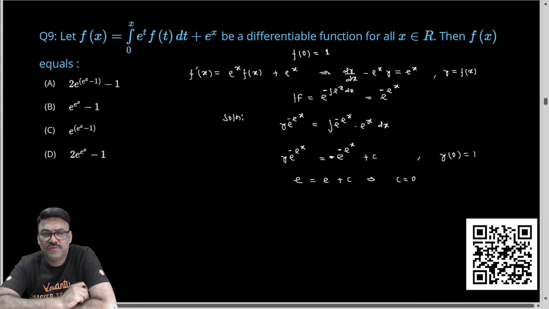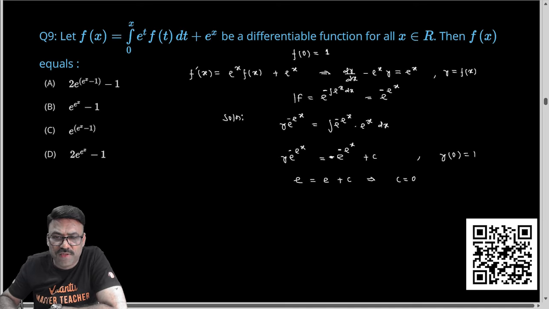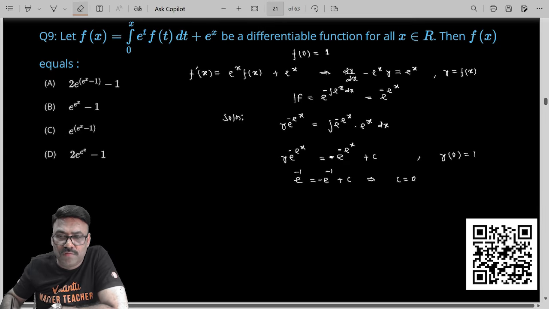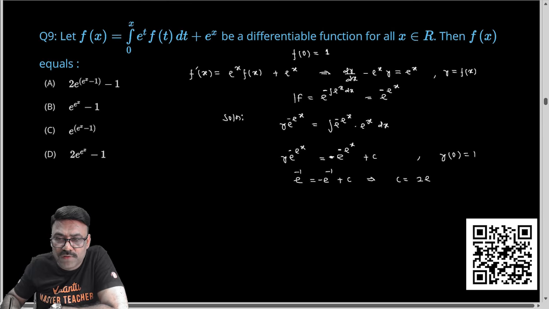Now if I put e^x as 0, so the left side will be e^0, 1. So it is actually e raised to minus 1 here. And here also it is minus e^0, 1. So minus 1 plus C. So C will be what? C will be 2 e raised to minus 1.